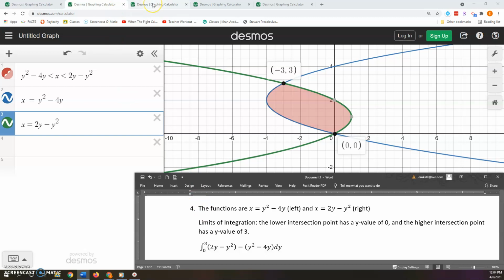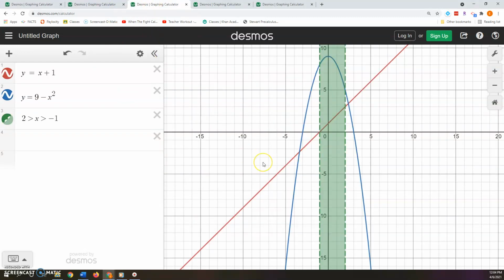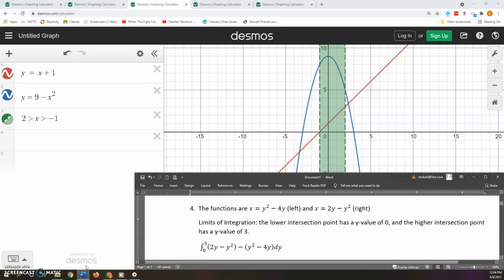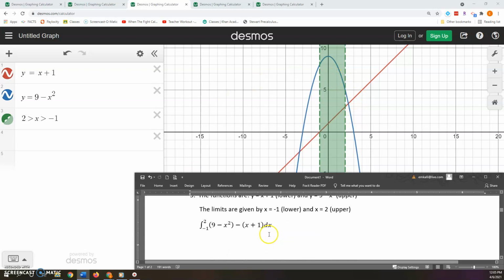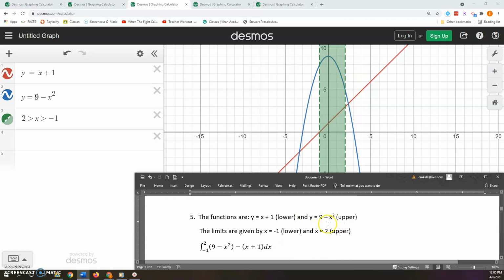Let's look at number 5 as well. In number 5, they didn't actually give you the graph. You have to graph it. And I know when I assigned your homework, I said you don't have to show the graphs, but I did want you to actually graph them, because otherwise you can't tell what's going on. Notice when you graph it, the blue function is on top and the red function is underneath. So the blue function is the 9 minus x squared function, and the red function is the x plus 1.